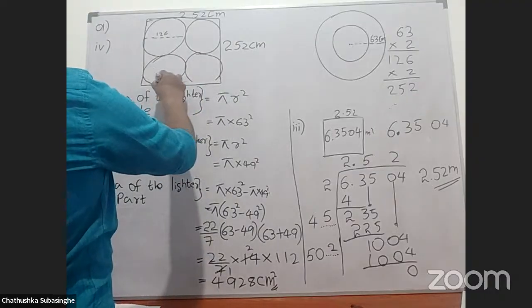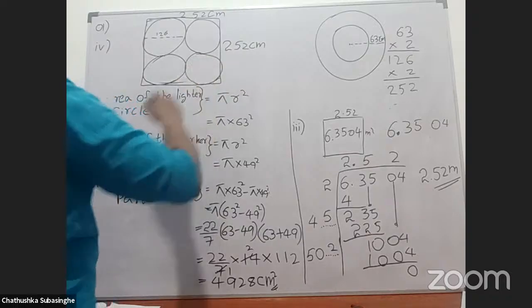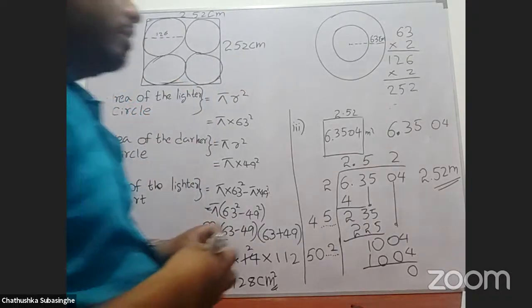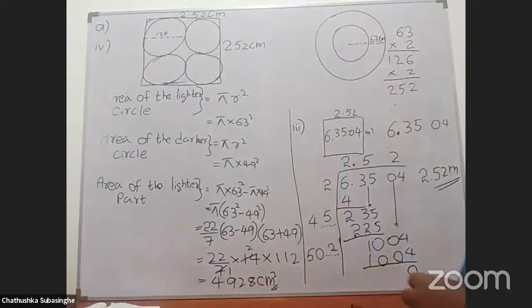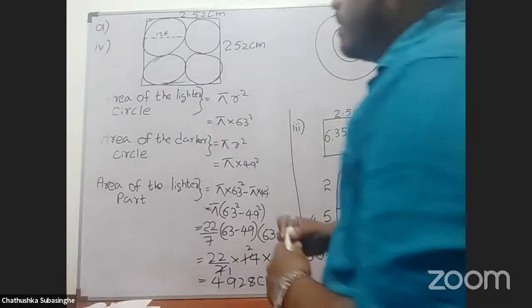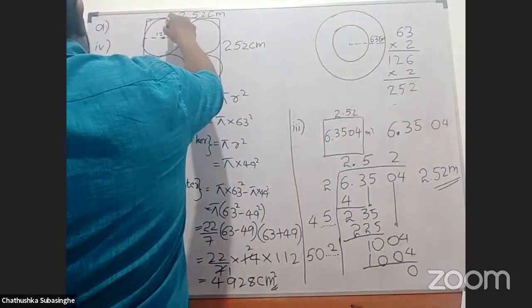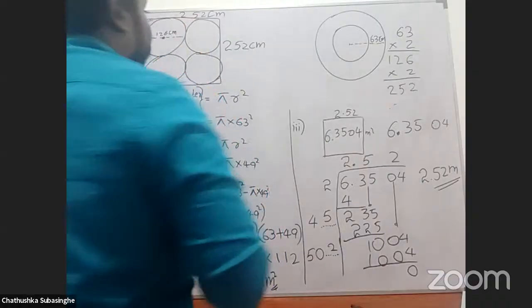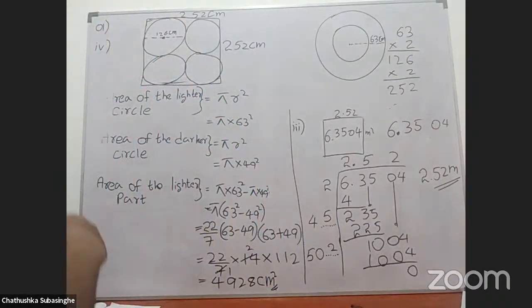So you can draw it properly by using a compass. But you don't have to use a compass, it says roughly draw it. So you can just draw it and show that the diameter is 126 centimeters. That's it. This is the center, 126 centimeters. So this is how we roughly draw it. I hope you get it.